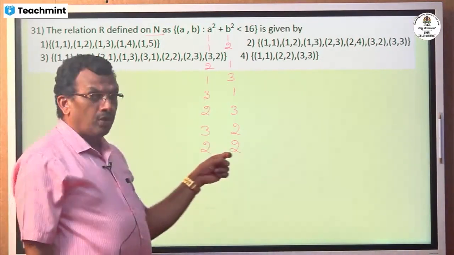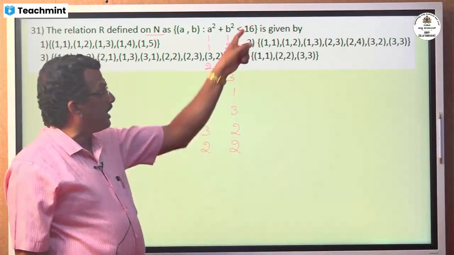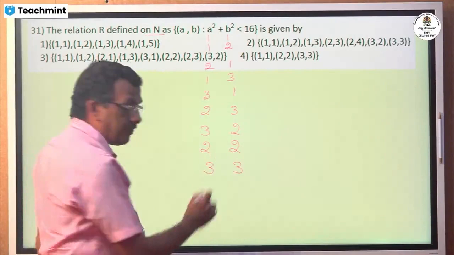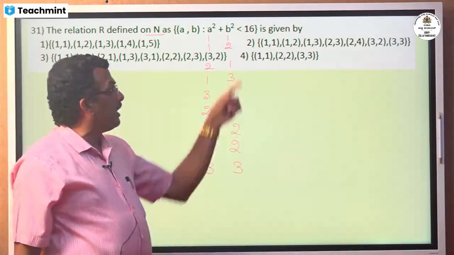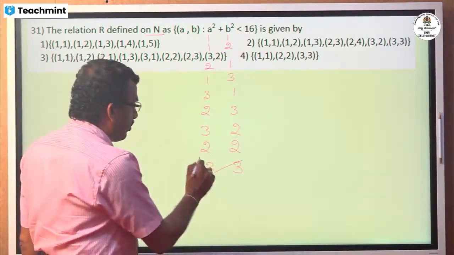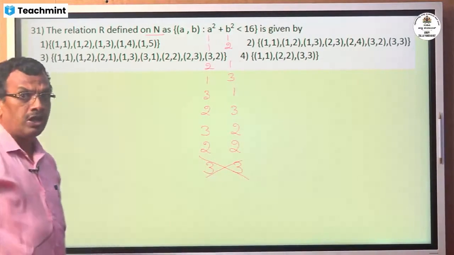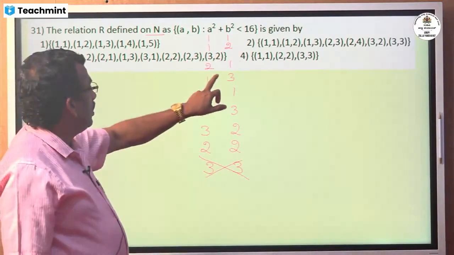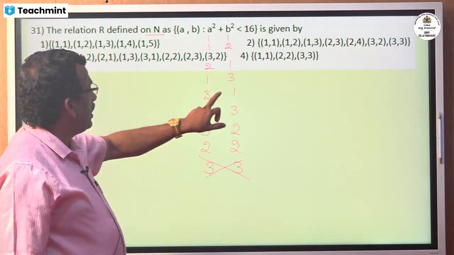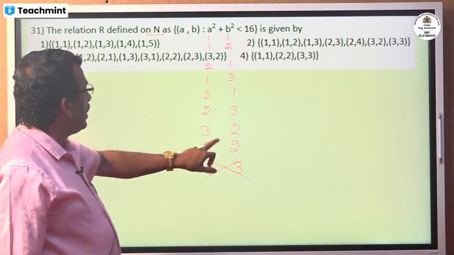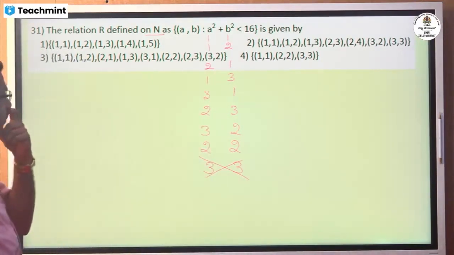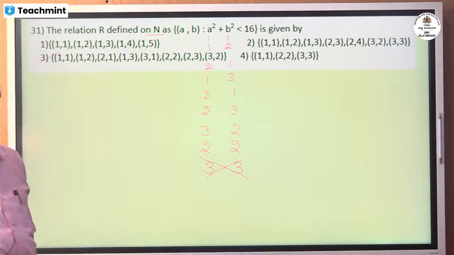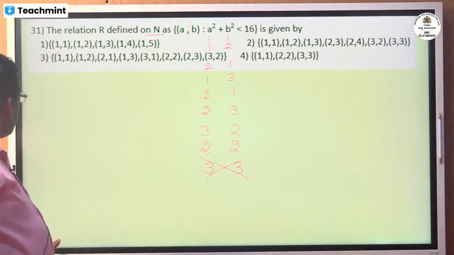2 squared is 4, 2 squared is 4, 4 plus 4 is 8, less than 16. Another possibility is both may be 3. 3 squared is 9, 3 squared is 9, 9 plus 9 is 18. It is not possible. So which ordered pairs do we expect in the relation now? (1,1), (1,2), (2,1), (1,3), (3,1), (2,3), (3,2), (2,2). Check that one where we have that. You know that it is there in option 3. So your solution is 3.